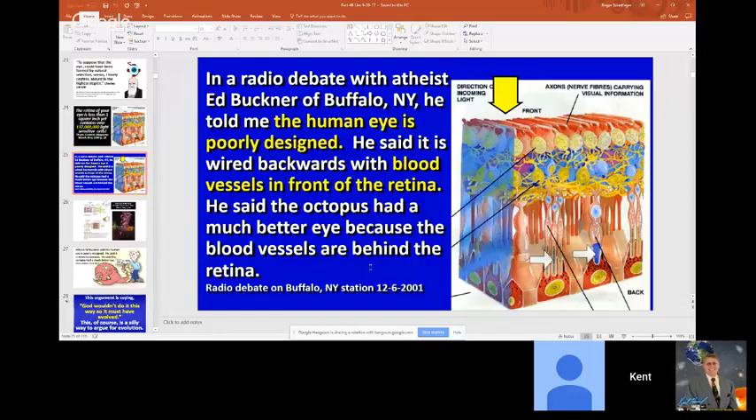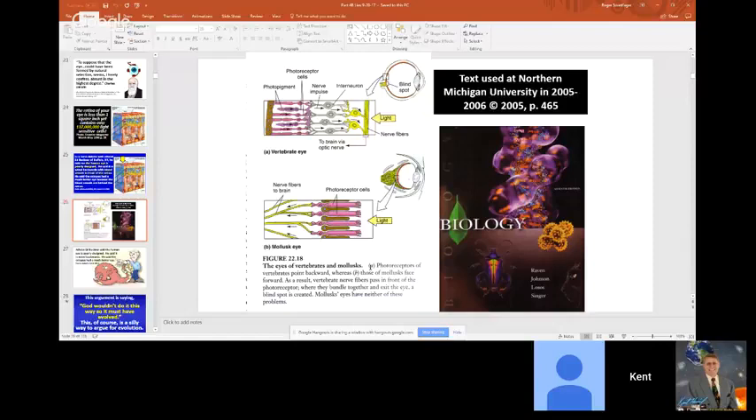Because the blood vessels are in front of the retina in the human, and the octopus or the squid or animals that live underwater, the argument is they have a better eye because the blood vessels are behind the retina. Well, this is ludicrous. The blood vessel's position in front of or behind the retina is dependent on the designer designing it that way for whatever its environment is.